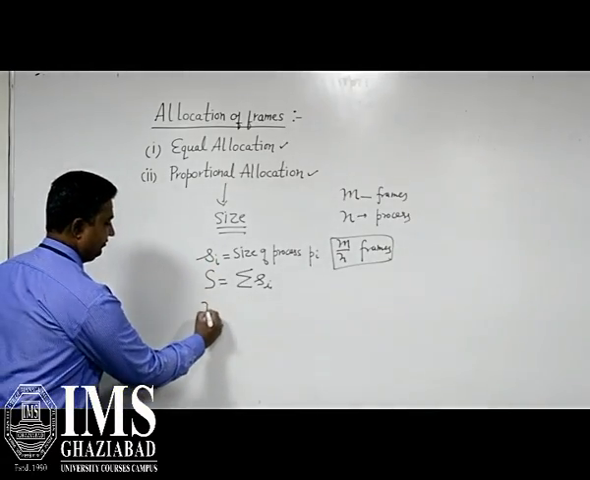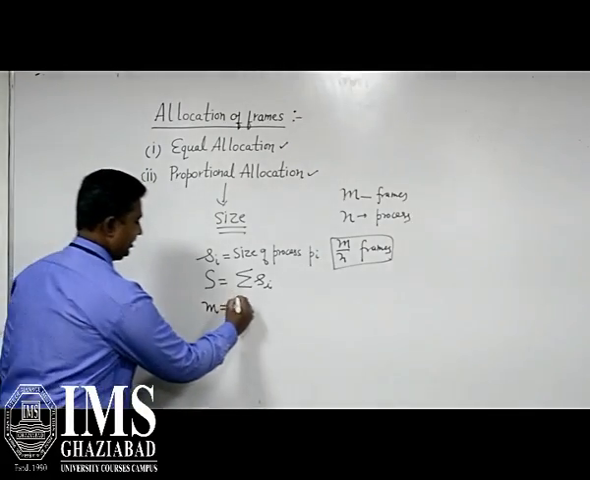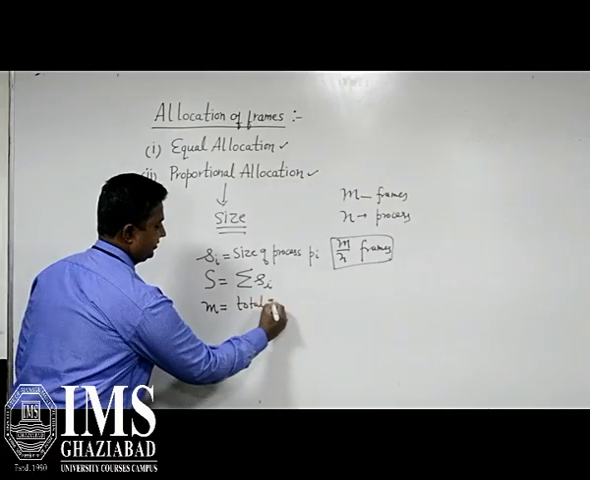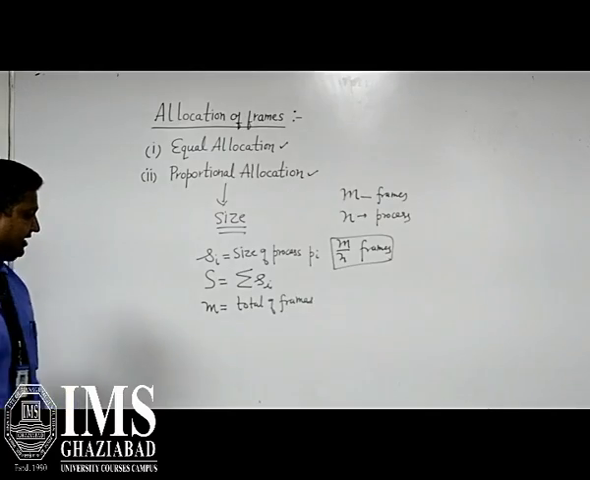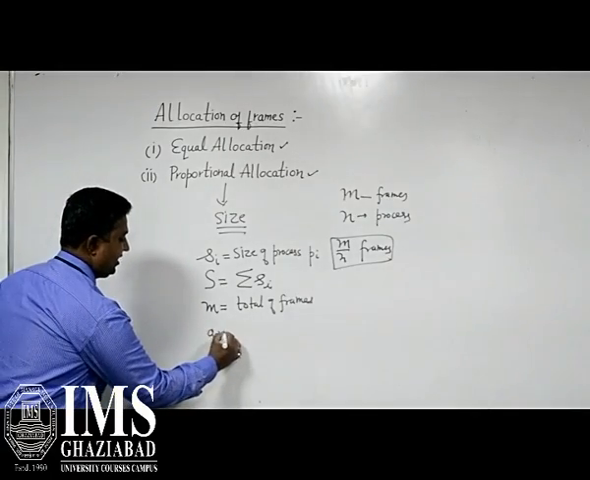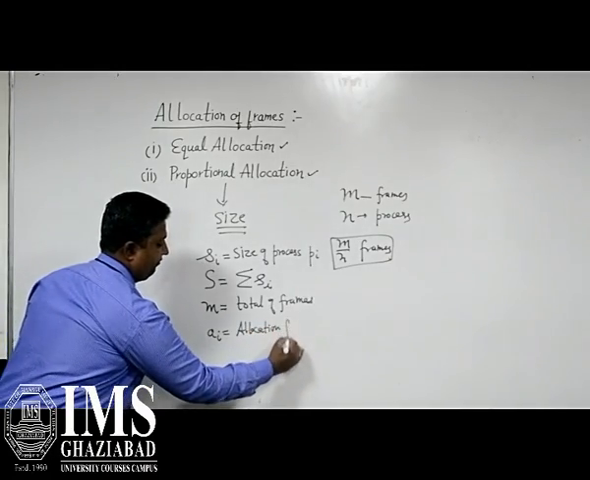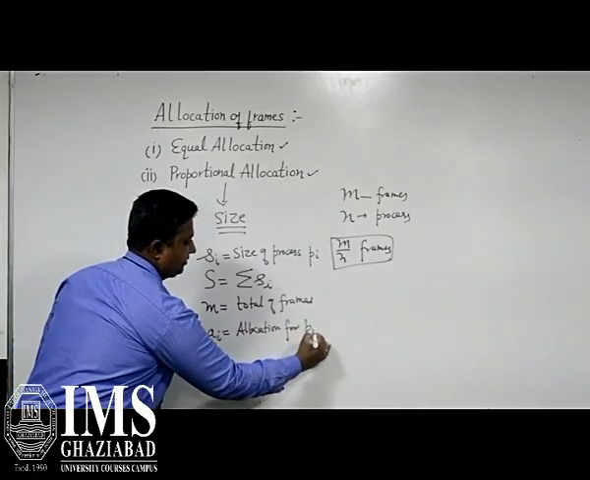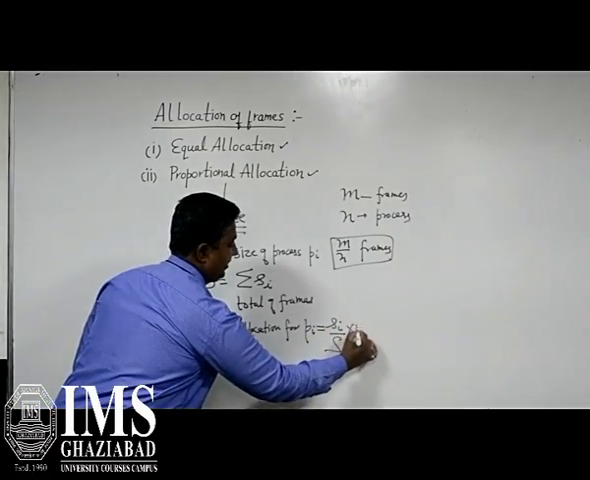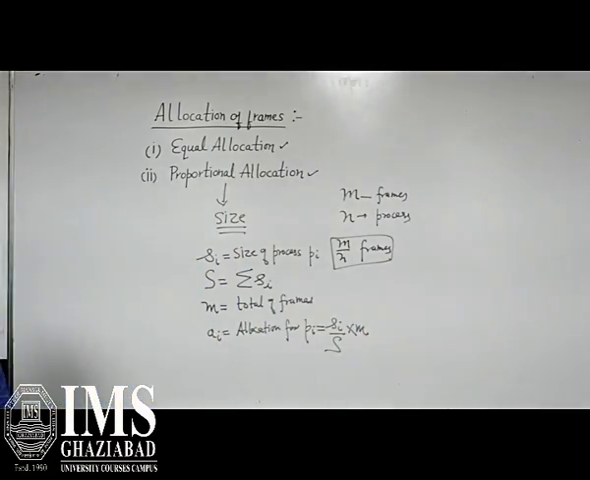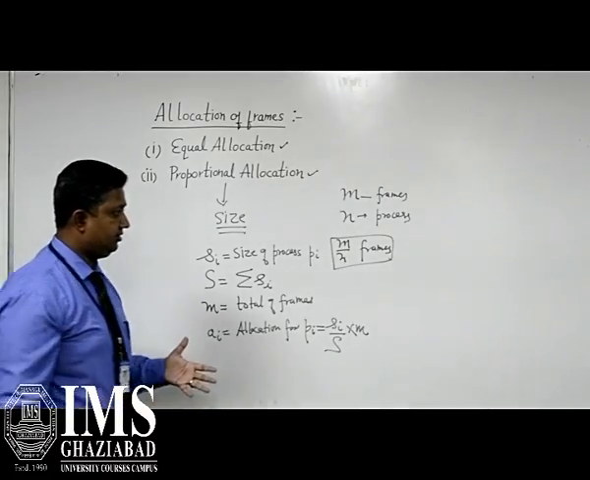Then we have M. This is the total number of frames, how many frames we have in memory. And finally, we have Ai, which is basically the allocation. The allocation for process Pi is equal to Si divided by capital S multiplied by M. Let us understand this with the help of an example.